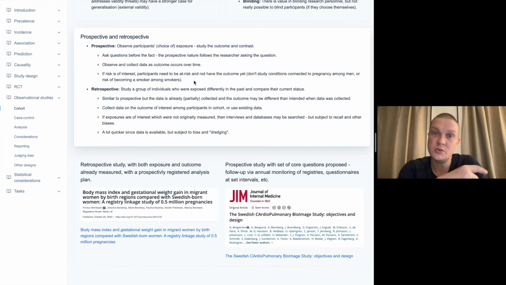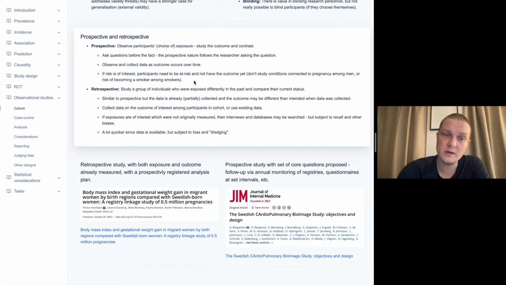If exposures are of interest that were not recorded when the prospective cohort study was created, then interviews and databases may be searched, but they are obviously very much subject to recall bias. If you have a cohort and you want to ask them, well, how was your physical activity 10 years ago? Or how many cigarettes did you smoke per week 15 years ago? That is obviously a biased measure because it's hard to remember.